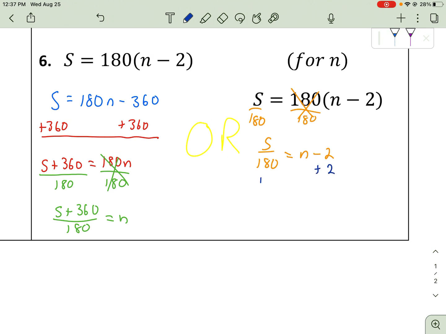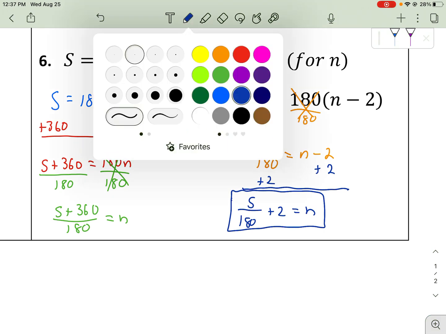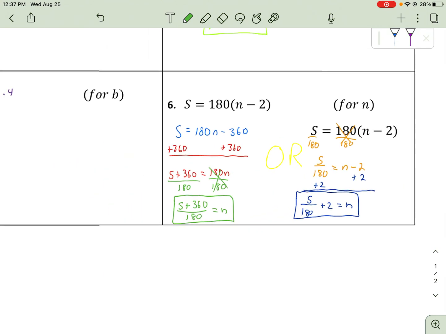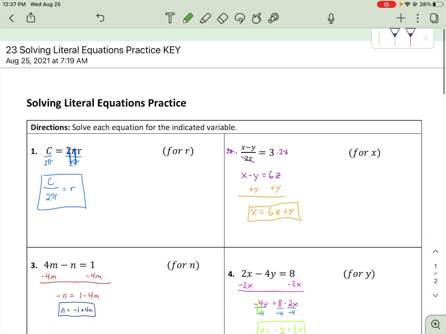I think this way is actually a little easier, but I think it might be harder for students to understand because it's not typically how you do it. So you get S over 180 and then plus 2 afterwards equals n. So that's another way to do it. I don't care which way you do it. These two answers, even though they look different, I assure you they actually are the same. If we were to simplify what's in green, we would get exactly what's in the dark blue. And there you have it.